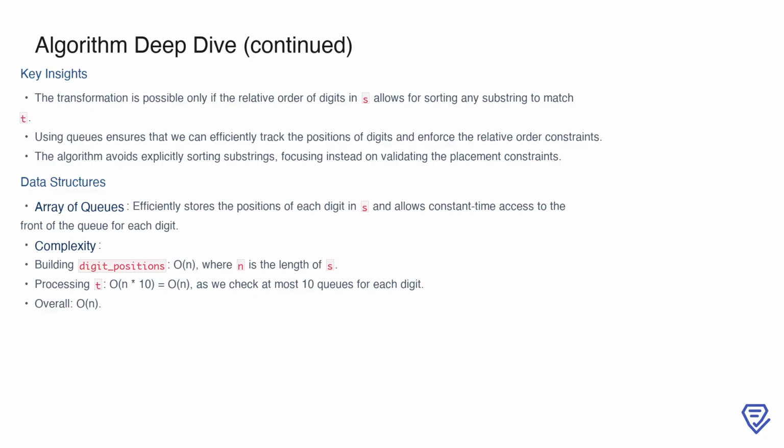In terms of complexity, building the digit_positions array requires O(n) time, where n is the length of S. Processing each digit in T involves checking at most 10 queues, one for each digit from 0 to 9, which also takes O(n) time overall. Therefore, the algorithm runs in O(n) time, making it highly efficient for this problem.